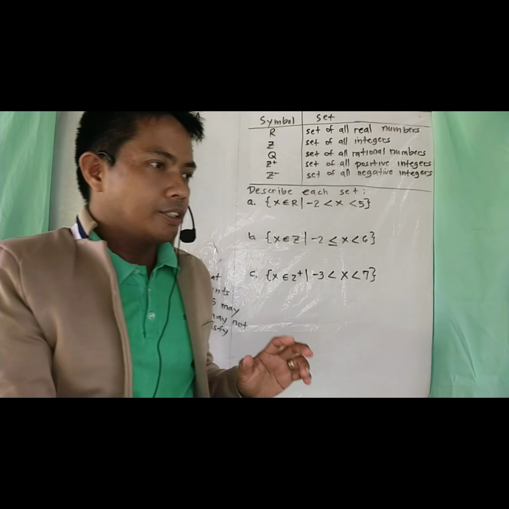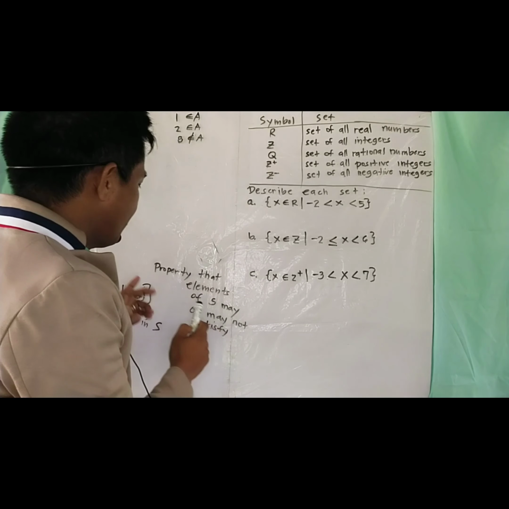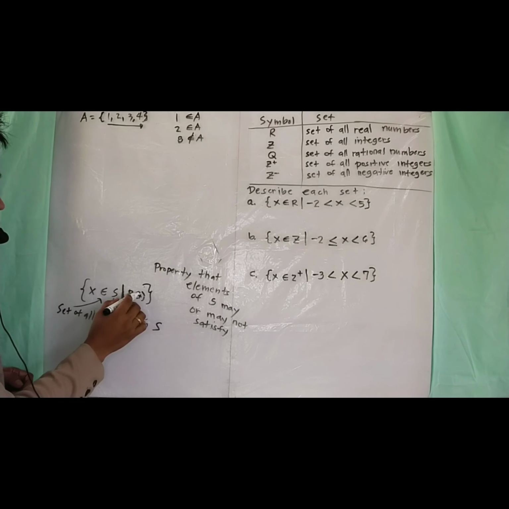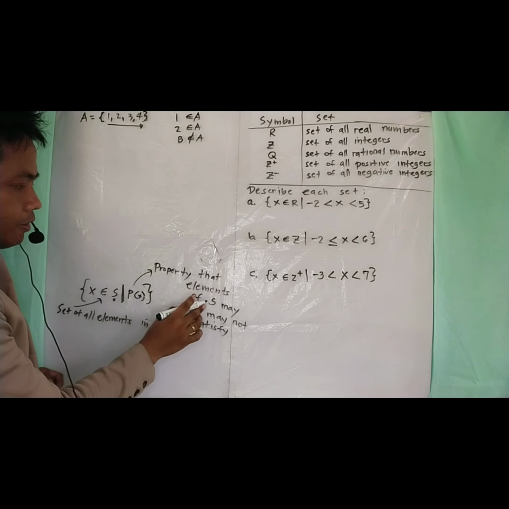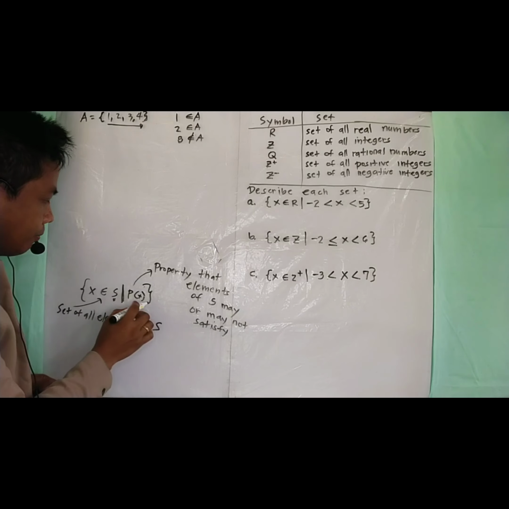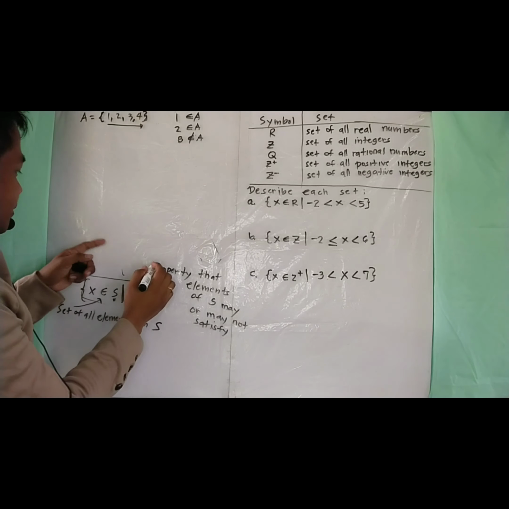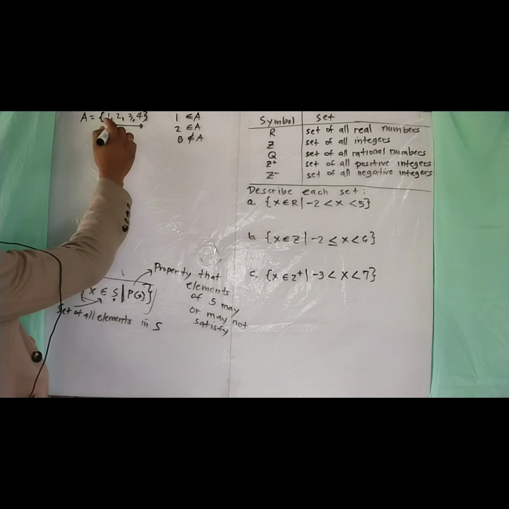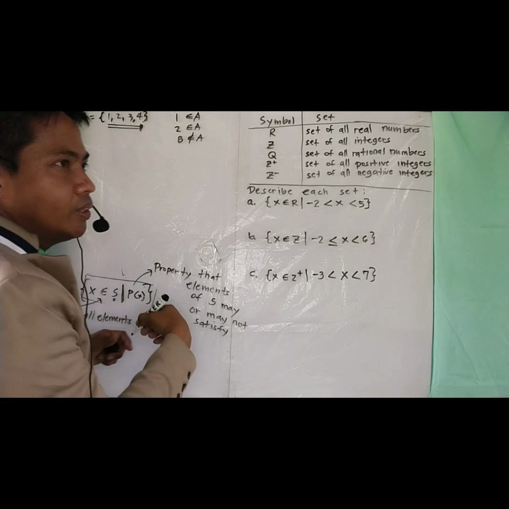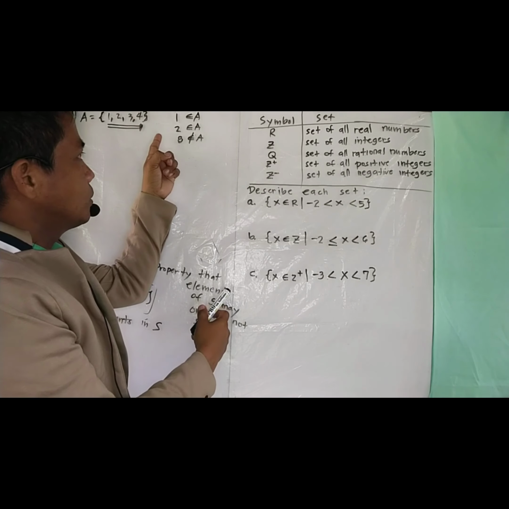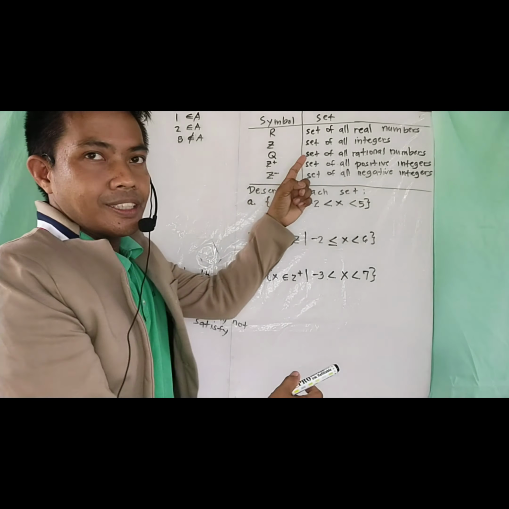So in set builder notation, we have this pattern. This can be read as: x is an element of S such that P of x, where P of x is the property that elements of S may or may not satisfy. Meaning, this is the descriptor. For example, all of these share a common characteristic. All of them are members of the positive integers.